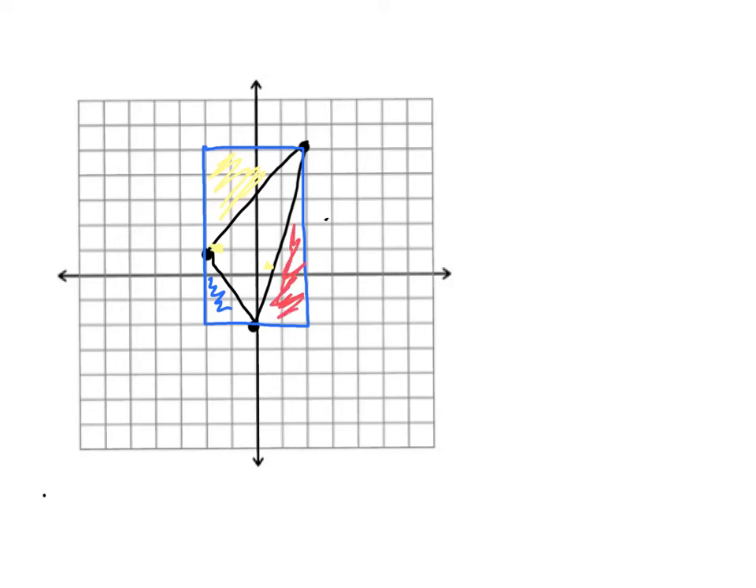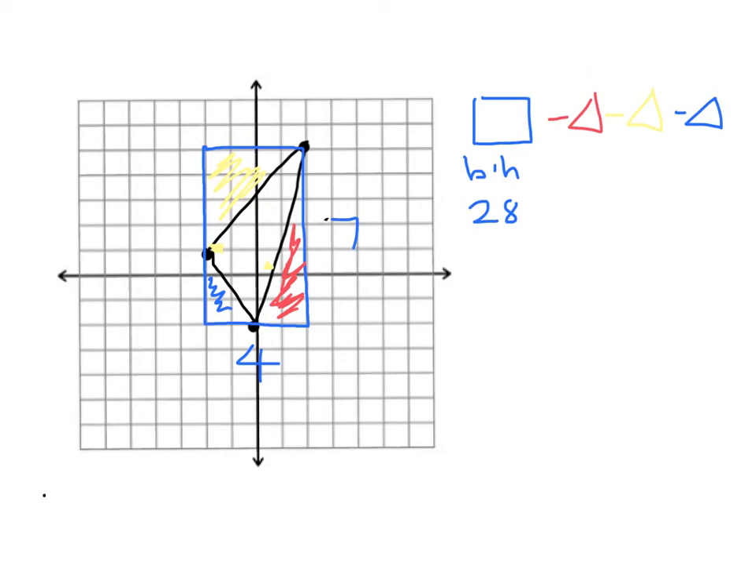So to figure out the area of that black triangle, I'd have to find the blue box, and I'd have to take away the red triangle, take away the yellow triangle, and take away the blue triangle. To find the area of the blue box, it would be just base times height, which would be 4 times 7. 4 times 7 is just 28. And I didn't want to know the area of the entire box. I wanted to know just the triangle in the middle.